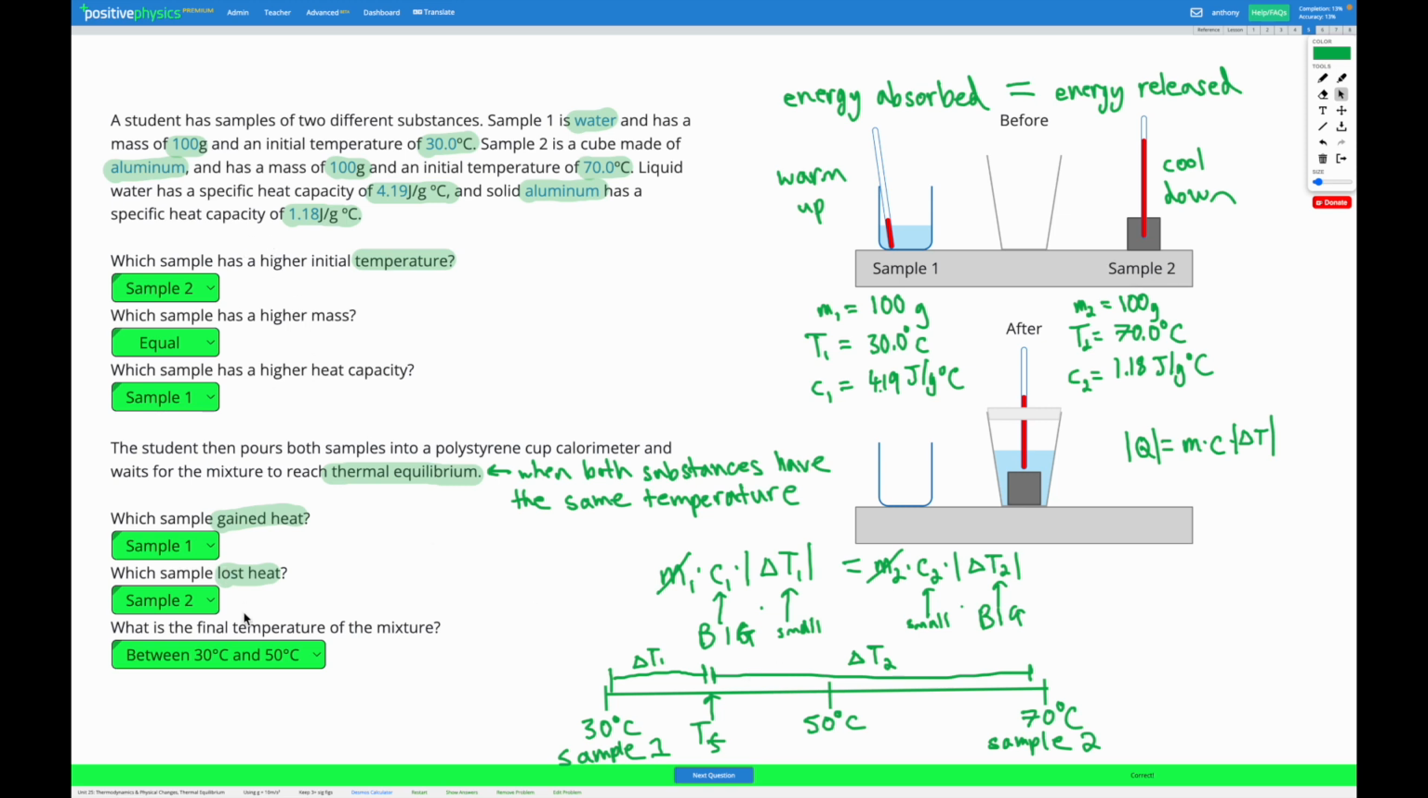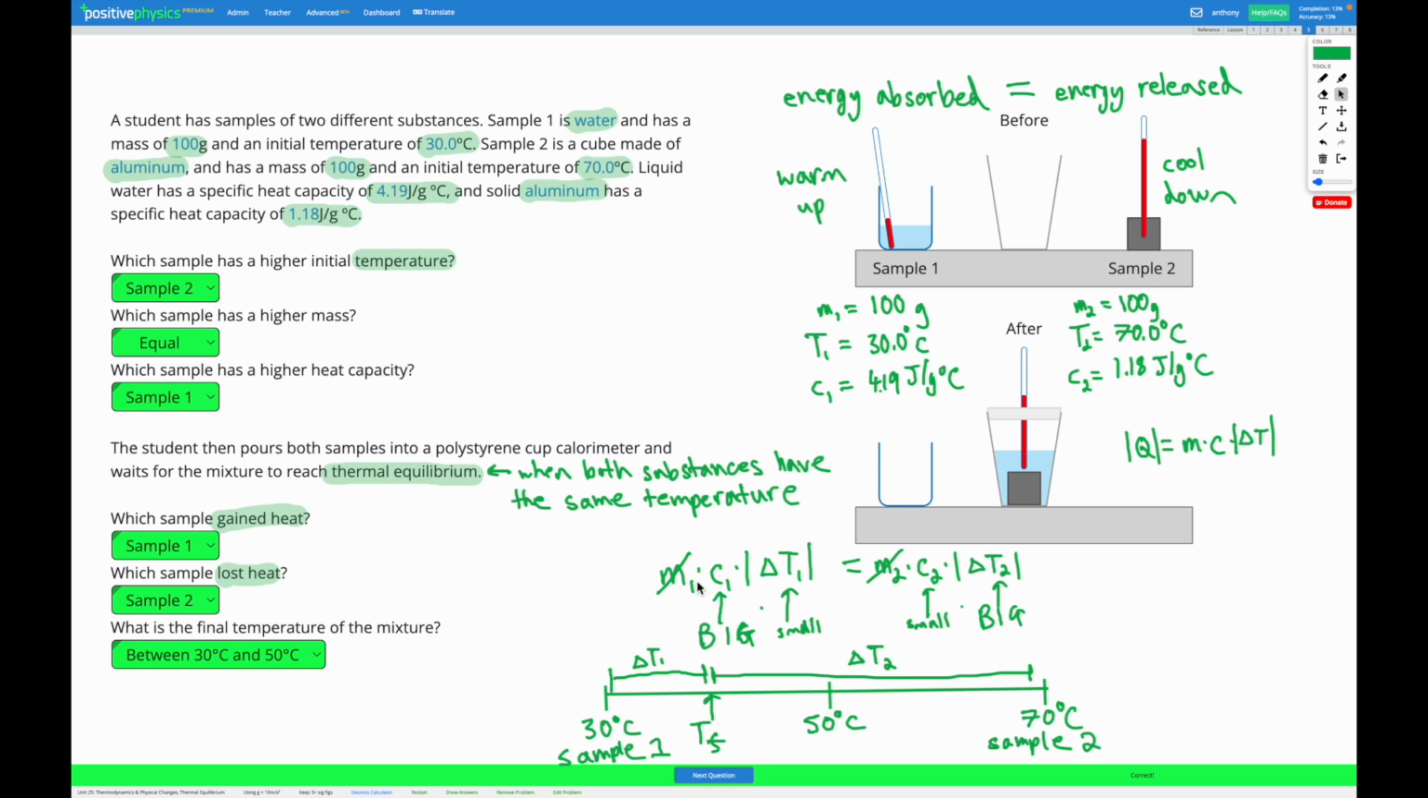So most of this question is straightforward. We're just comparing our two samples, deciding which one gained or lost heat. The way we decide that is based on the temperature. The one with the lower temperature will gain energy. The one with the higher temperature will lose energy. For the final question, we have to think about the energy absorbed by one being equal to the energy released by the other. We have to think about our specific heat equation and how each of our factors, including the mass and specific heat capacity, are going to affect the change in temperature for each of our substances. If the mass and specific heat capacity are the same for both samples, the change in temperature will be the same for both samples, and the final temperature will be right in the middle.